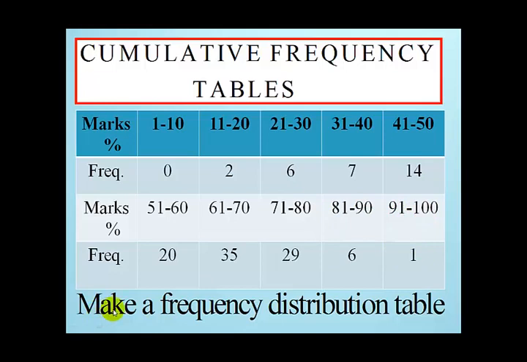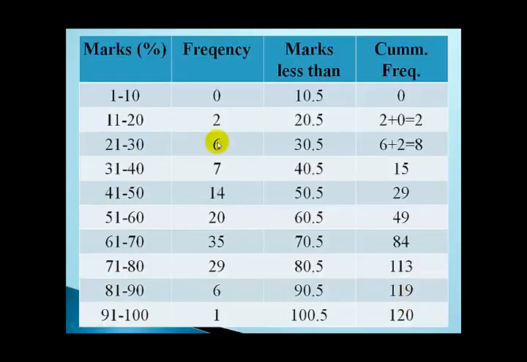Now we are supposed to make a frequency distribution table. Now this is the table. We have max in percentage as was given in the previous table. We have their corresponding frequencies, and these are the max less than. How do you generate the max less than? That is what I'm going to show you now. We first have to find the class boundaries. How do we generate the class boundaries?